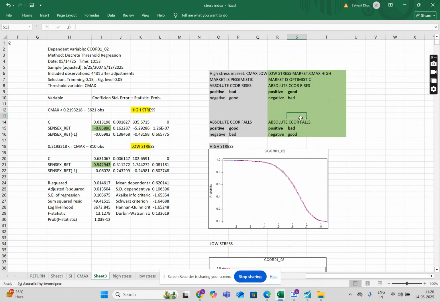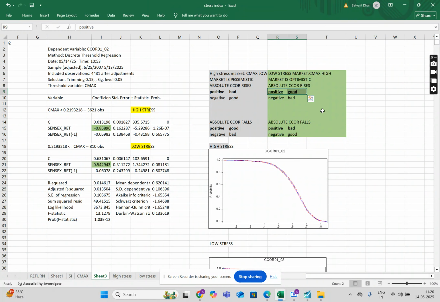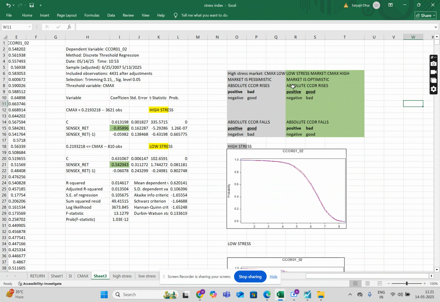And in the case of a low stress market, that is when Cmax is high, I already know that my conditional correlation is positive, and with a rise in Sensex return, my conditional correlation is rising. So my absolute conditional correlation is rising. So it is this condition. In both cases, pessimistic market as well as optimistic market, I had the good outcome. So my conclusion is that this is a very, very good asset to work with. With this, I end my analysis for today.